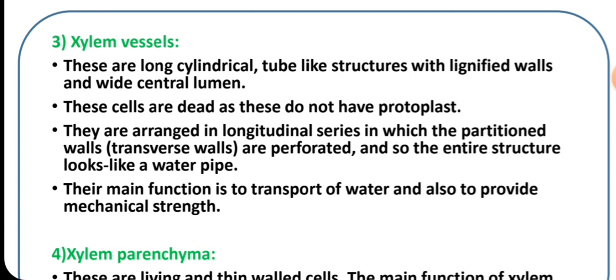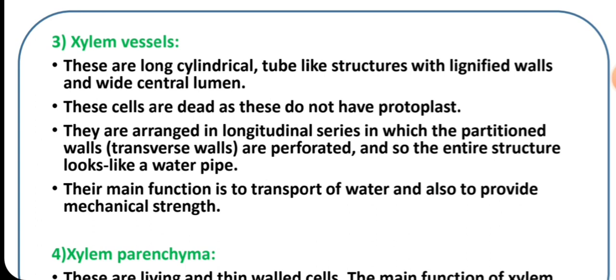They are arranged in a longitudinal series in which the partitioned walls are perforated. What do you mean by perforated? They have holes or pores, so that is why they are called perforated. There are two types of plates: simple perforation plate and multiple perforation plate. In the simple perforation plate, there is only a single pore, and in the multiple perforation plate, there are many pores.